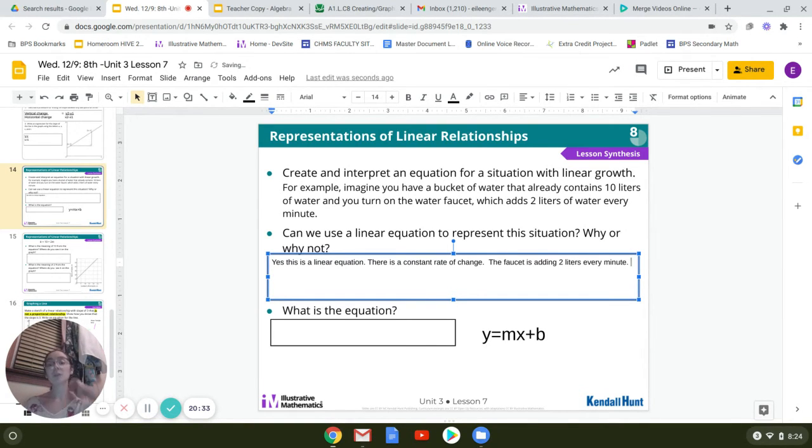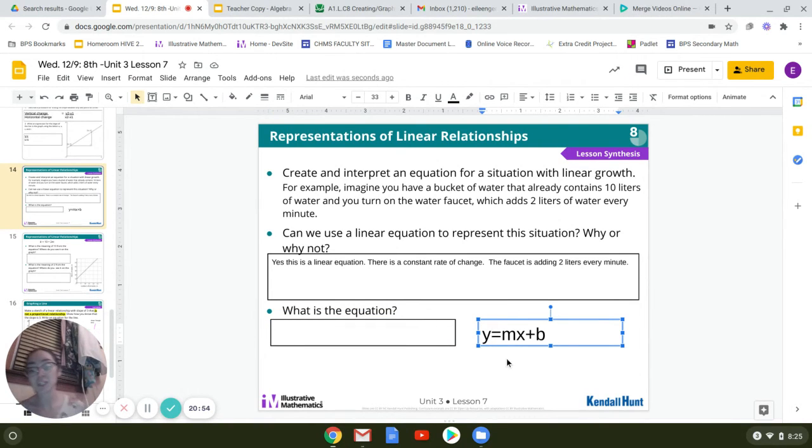Okay, so now we need to do some detective work, and we need to write this equation. We need to look for some of those key words that tell us the different pieces of our equation. When we're looking at an equation, this year we're going to write it in the form of y equals mx plus b. So y is that output value, or in this case, the total amount of liters in the tank.